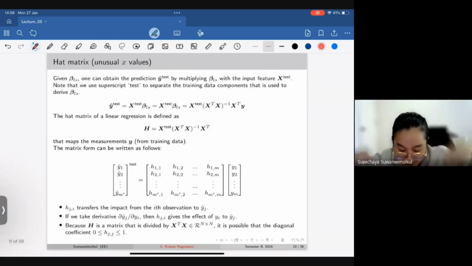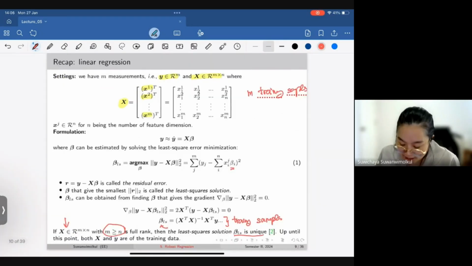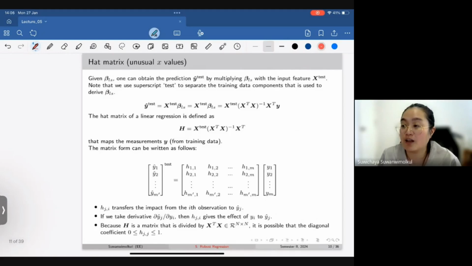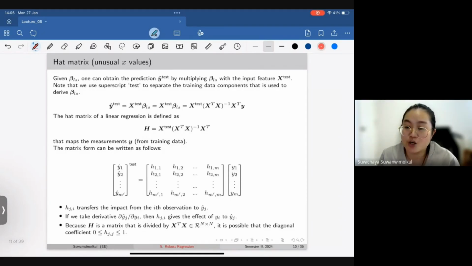Okay, so to apply these linear regression techniques to outlier diagnostics, that is, how to find the outliers in our training data, especially when we assume a linear relationship between input and output y.